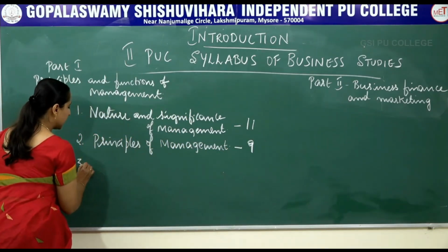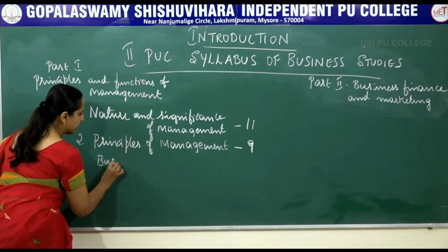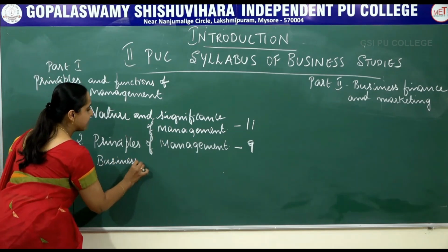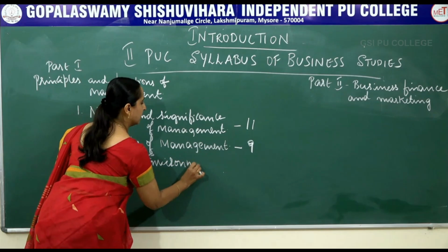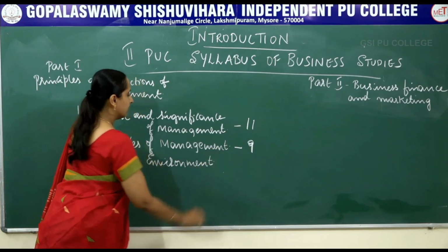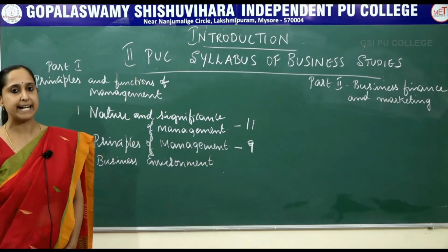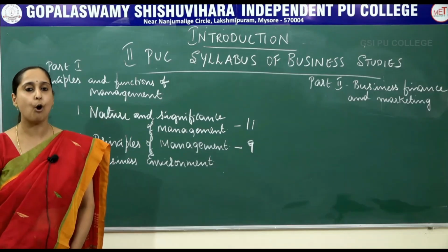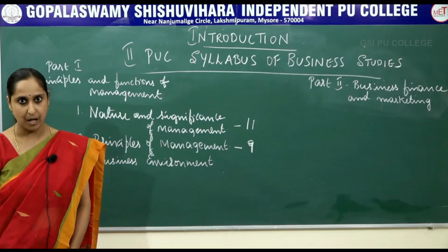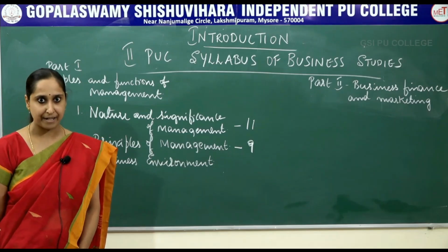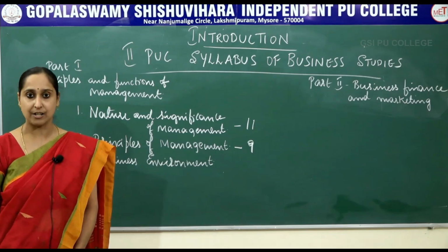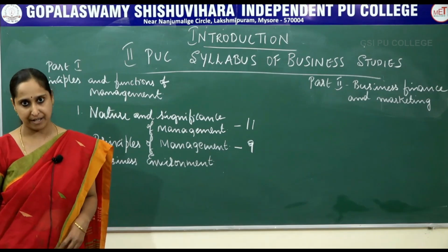Now let us see third chapter. Third chapter is Business Environment. Business environment is the sum total of all the external factors which affects the business, like political factors, legal factors, social factors, cultural factors and economic factors.